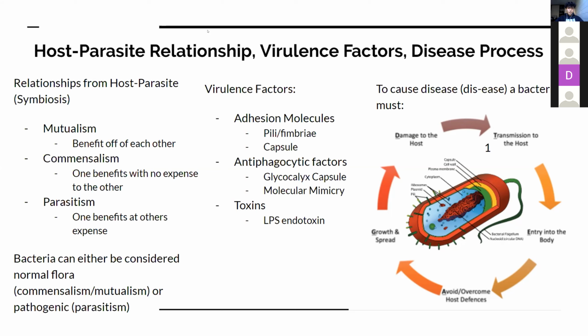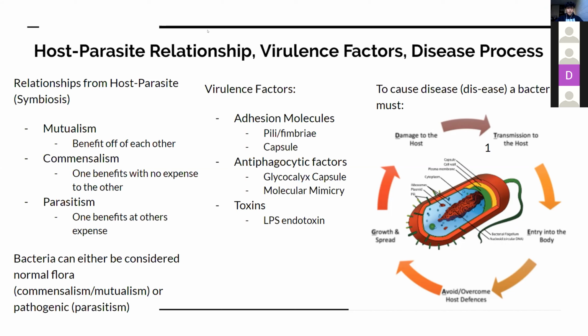Regarding the host-parasite relationship, which is fairly simple, there's mutualism, commensalism, and parasitism. Mutualism, as implied by the name, is mutually beneficial for both organisms. Commensalism is when a single organism benefits with no expense to the other, so the majority of our normal flora are commensals. And then there's parasitism, which is when one organism benefits at the expense of another, which is often pathogenic bacteria or viruses. Actually, not viruses, sorry.